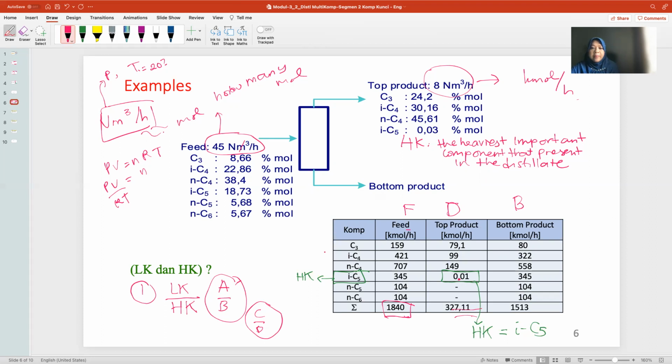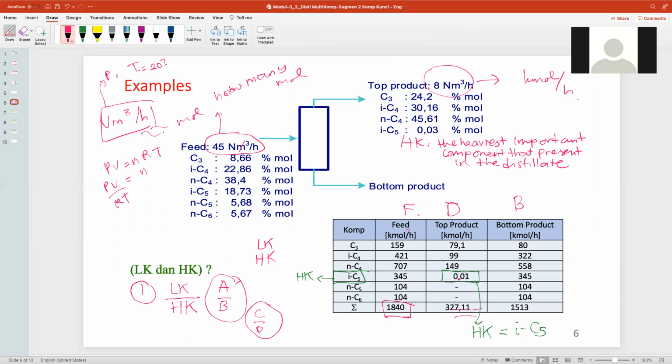Kevin, what is the light key? C. Wait, Bu. The one that is closest. The LK and HK. The neighboring component that has very close volatility. Fatia, which one is the light key?